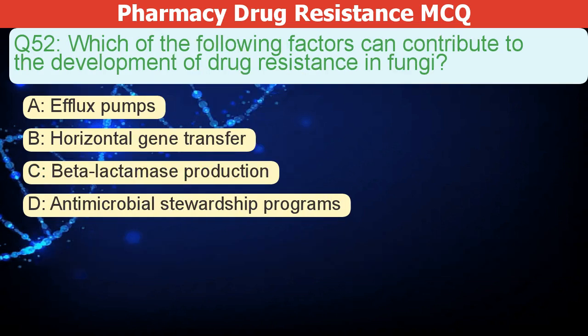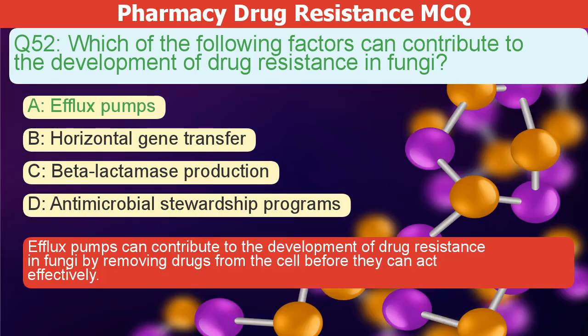Which of the following factors can contribute to the development of drug resistance in fungi? A. Efflux pumps. B. Horizontal gene transfer. C. Beta-lactamase production. D. Antimicrobial stewardship programs. The correct answer is A. Efflux pumps can contribute to the development of drug resistance in fungi by removing drugs from the cell before they can act effectively.